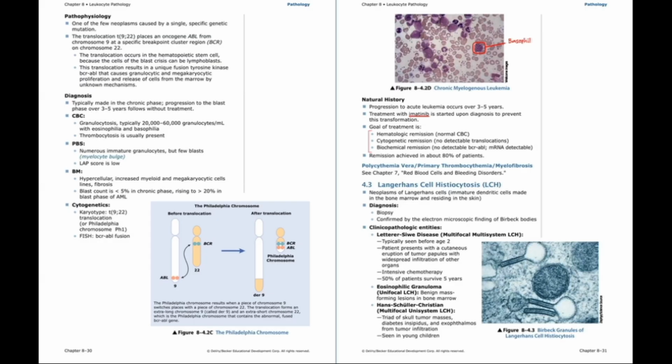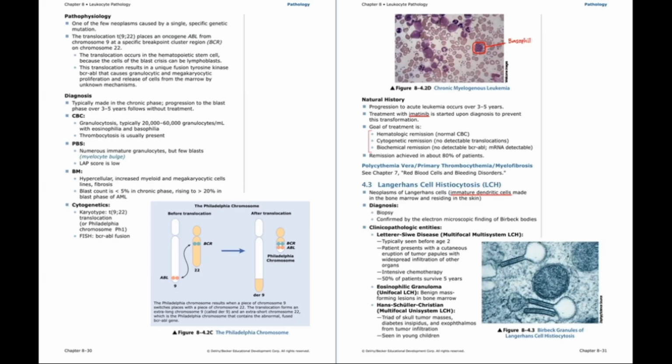Langerhans cell histiocytosis is an uncommon disease of Langerhans cells. In terms of principles, they really illustrate the point that every cell has a neoplastic counterpart, and that with every neoplasm, one must identify the normal cell from which it arises. Langerhans cells, remember, are dendritic cells. They're made in the bone marrow and reside in the skin.